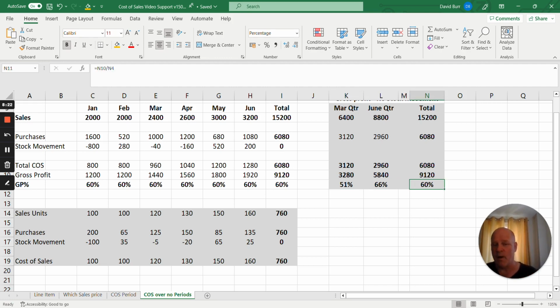For the whole 6 months it is 60%, and that's because over the whole 6 months, if you can see, the stock movement here ends up being 0. Okay, as you can see by the stock movement in units, it ends up over 6 months as 0 stock movement, meaning the opening stock happened to be the same as the closing stock, and only on that occasion could you ignore stock movement. Okay, hopefully that makes more sense.